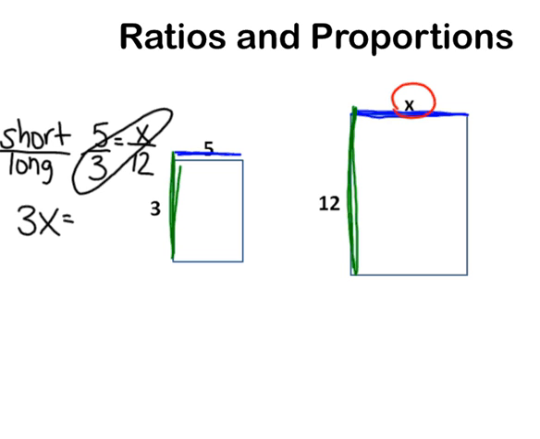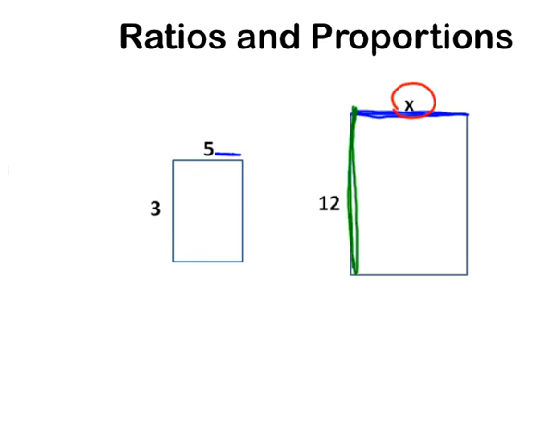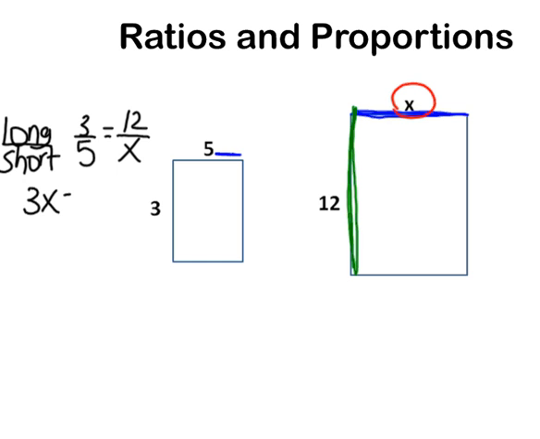3x equals 5 times 12 is 60. I divide both sides by 3 to get the variable by itself, and x is equal to 20. Another way I can set up my proportion is long side over short side. Therefore, my proportion would now be 3 over 5 equals 12 over x. Again, I'm going to cross multiply. And I see that x is again equal to 20.